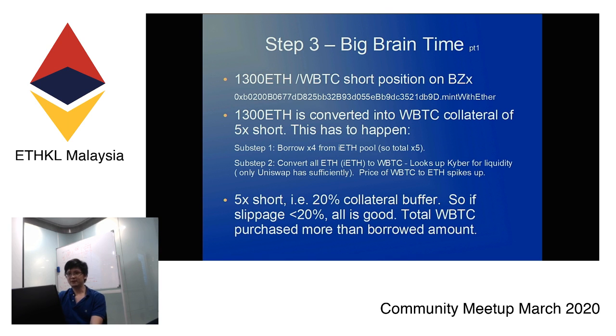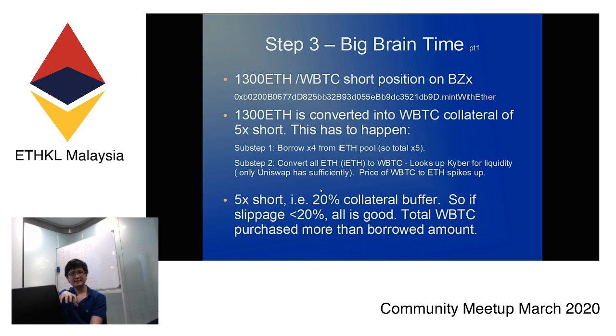It's very much like margin trading on Bitfinex. When you say you have a collateral of 300 ethers, then you go margin 2 times. It's borrowing from anyone who is setting up loans. It's basically the same concept here. So we borrow 4x from the iETH pool. It looks up Kyber for liquidity, which only Uniswap has sufficiently. So what happens is it's buying from Uniswap.